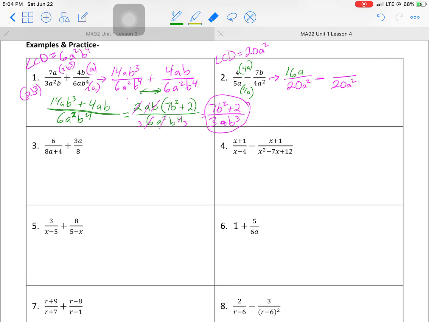All right. Let's see. How do we go from 4A to 20A squared? We multiplied by 5. Is that all we did? I think that's all we did because I already had an A squared. So this gets multiplied by 5. So this is 35B. So this all goes over 20. Now we can combine them.